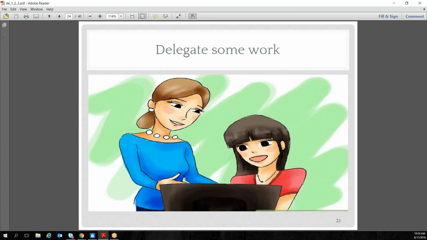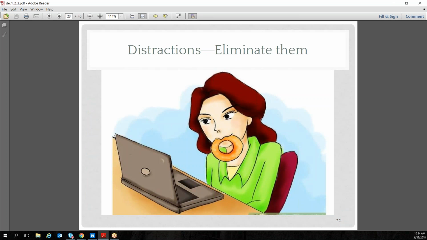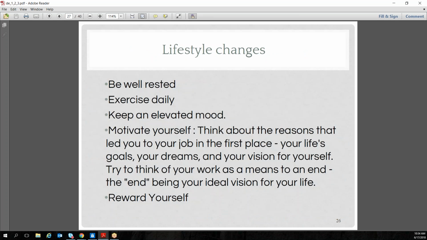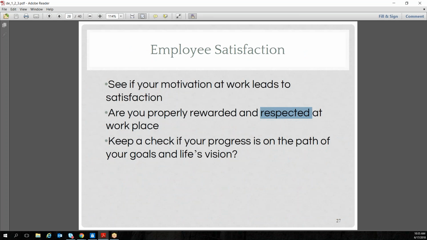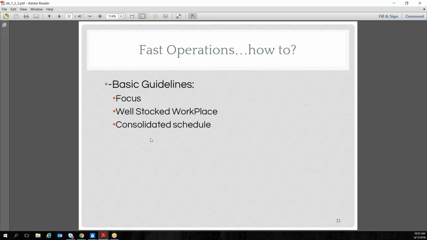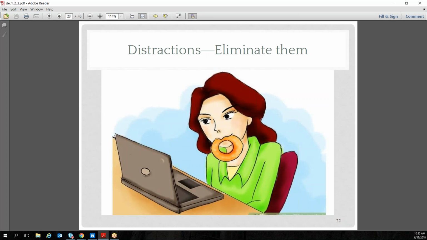Then we discussed what we need to do at the office: we have to delegate some work, keep meetings lean, avoid workplace drama, and also make some lifestyle changes. And then we discussed the consequence of having the lifestyle changes, which is employee satisfaction. Apart from this, one thing we missed is the consolidated schedule. Whatever we are doing at the office should have a proper schedule. If it is not scheduled, you will end up in randomness, and your efficiency and effectiveness may get impacted.